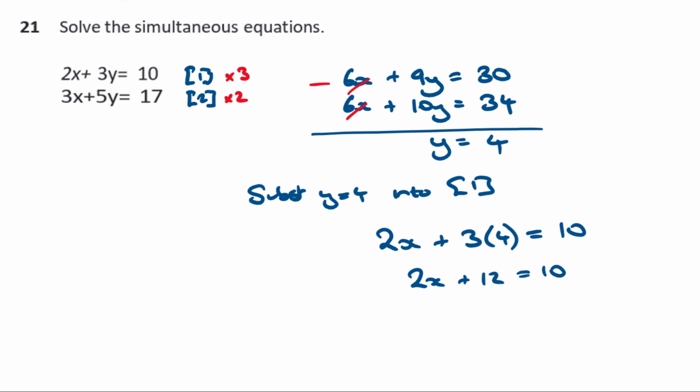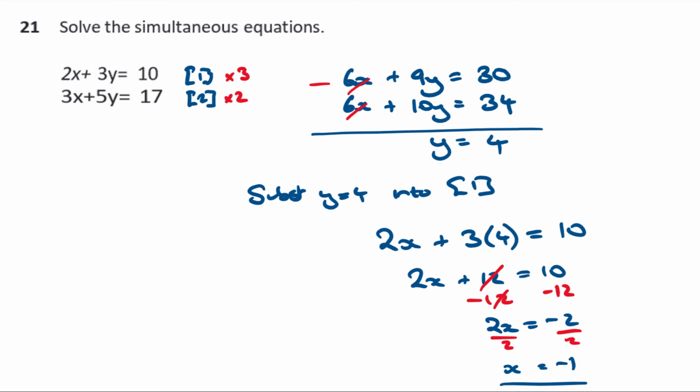And then subtracting 12 from both sides. Okay, that's going to cancel. Leave me with 2x. So 2x is going to be 10 take away 12. That's negative 2. And then dividing both sides by 2, that's going to leave me with x equals negative 1. Okay, so x is negative 1.